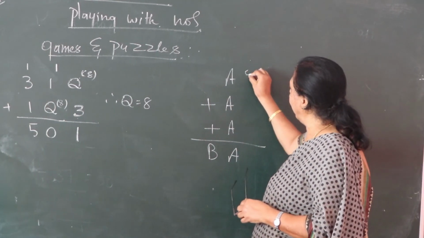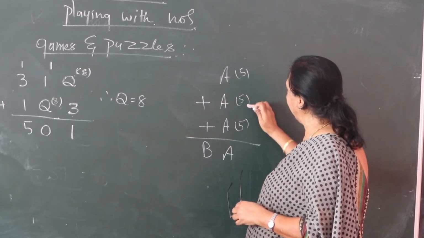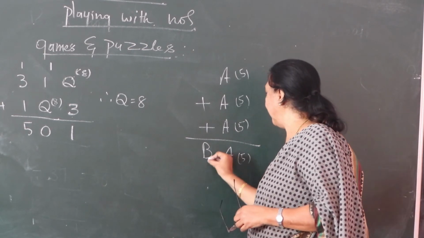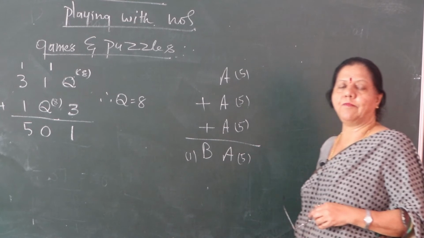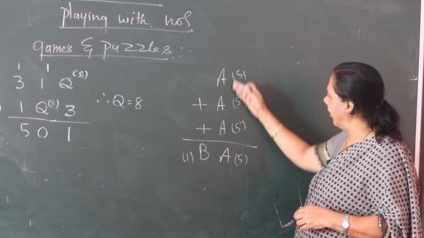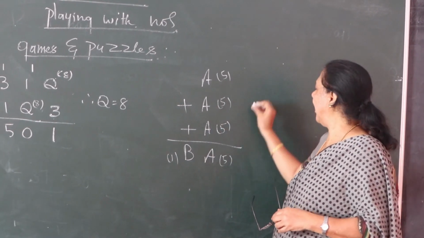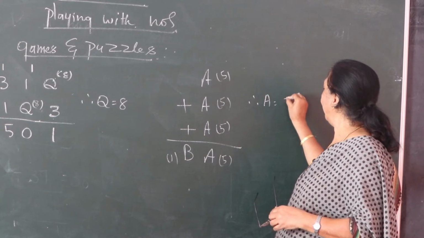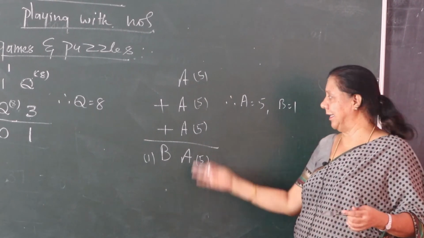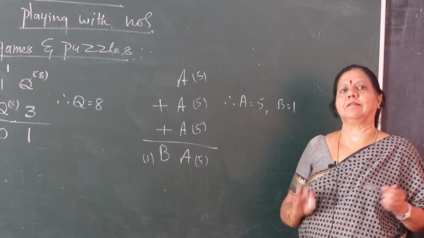See here, 5 plus 5, 10, 10 plus 5, 15. Here also 5 you are getting. The B value is 1, B value is 1. See, this value is same. When you add this one, the result is also a 5. Then this value is correct. Therefore, A is equal to 5, B is equal to 1. This is just a puzzle. You have to think and do it. That's all. Nothing is there.